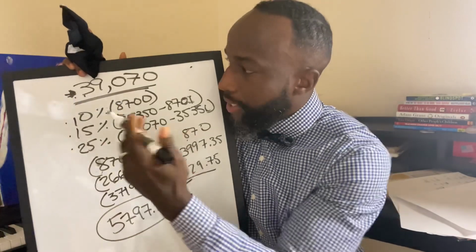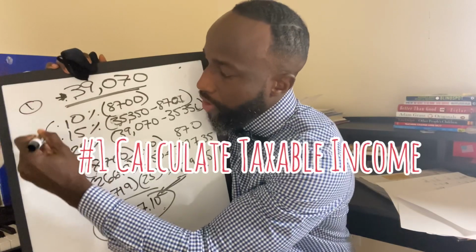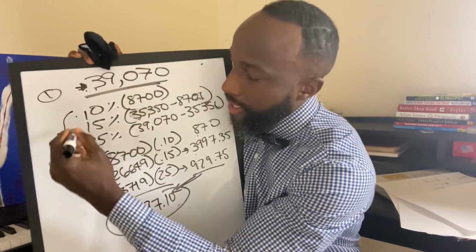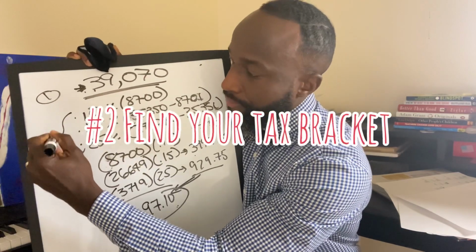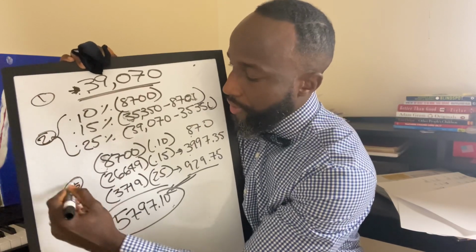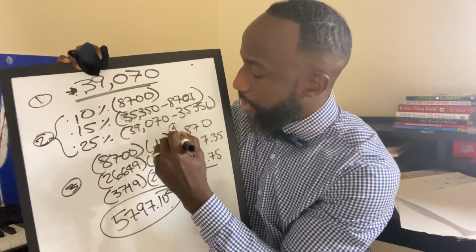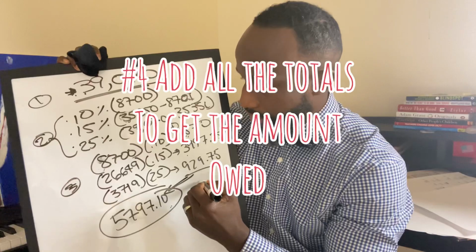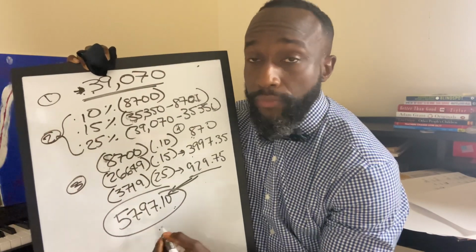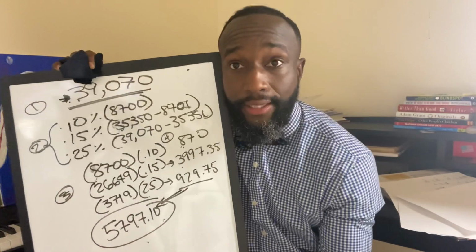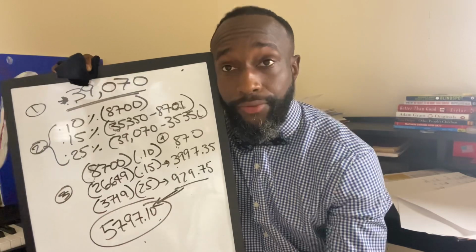So again, there are the steps. Step 1, find your taxable income. Step 2, find your place in your marginal tax bracket, right? Then from there, step 3, you're going to simplify or do the math, right? And then step 4, you're going to add those values together to get the amount you owe. All right. So that's how you compute the federal income tax that you owe, that you have to pay, right?